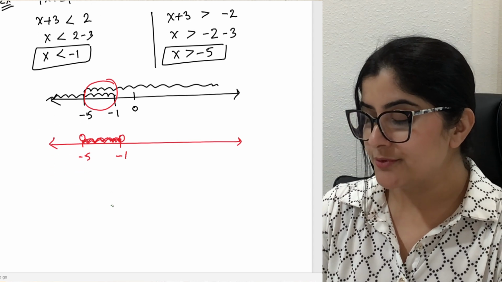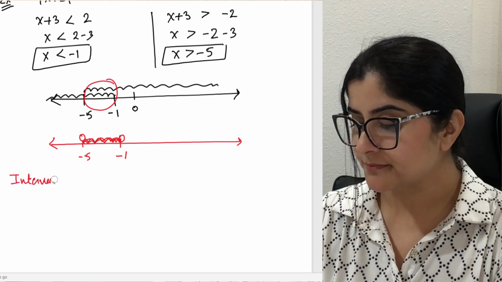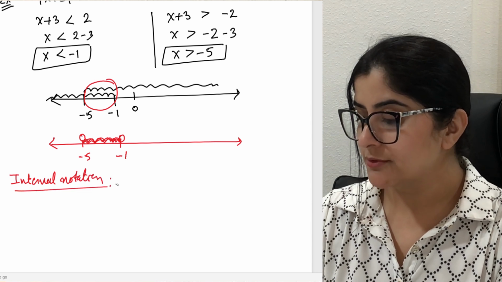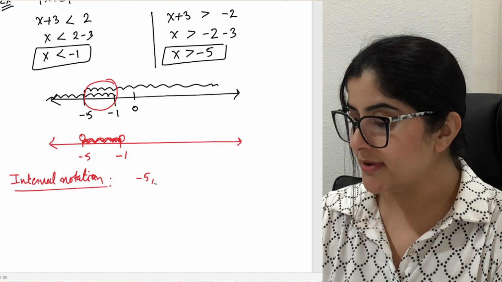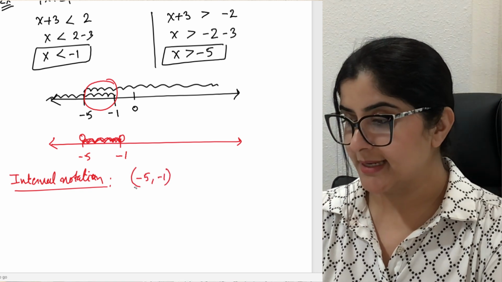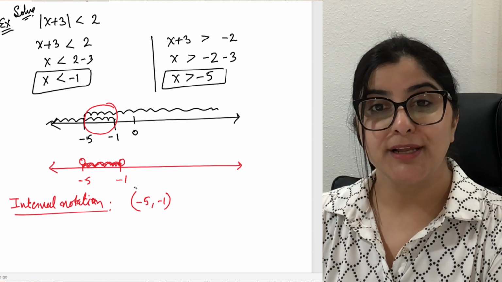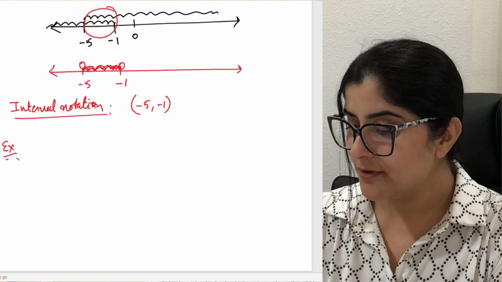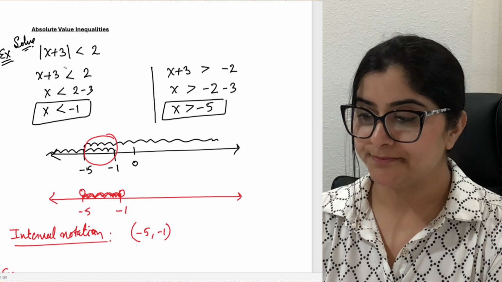And if we have to write our solution in interval notation, then we will write down both endpoints, negative 5 and negative 1, and we will write the open bracket on both sides. Okay, if we have the absolute value sign on both sides, first of all, we have to make sure the absolute value expression is isolated.